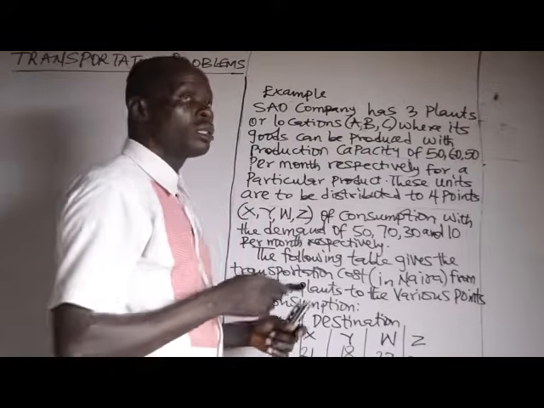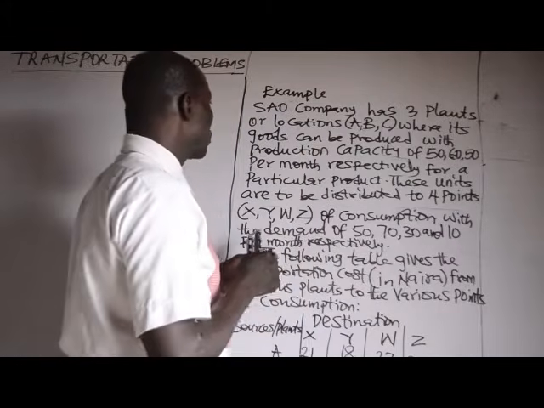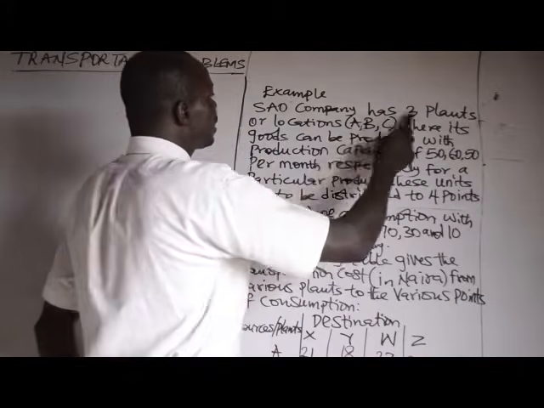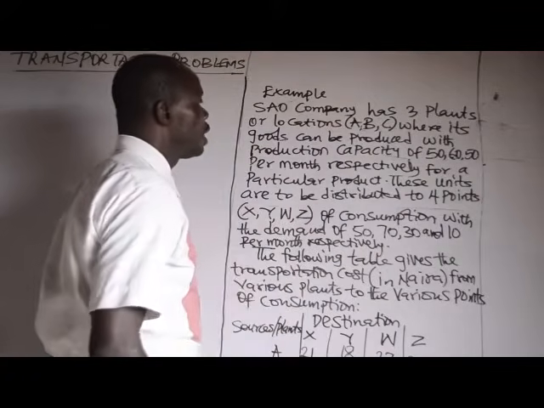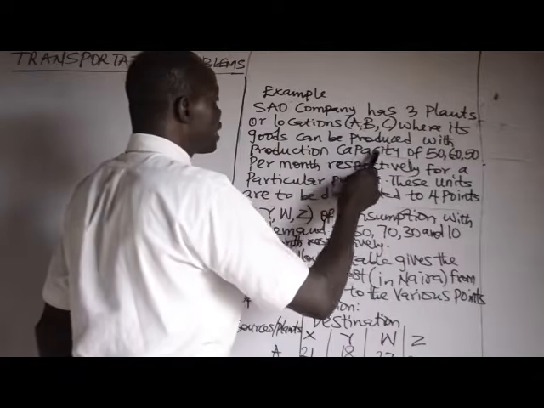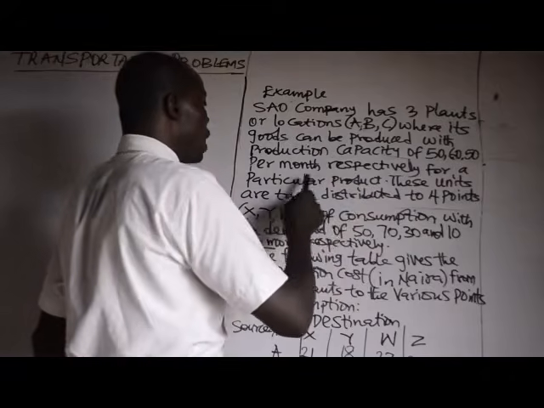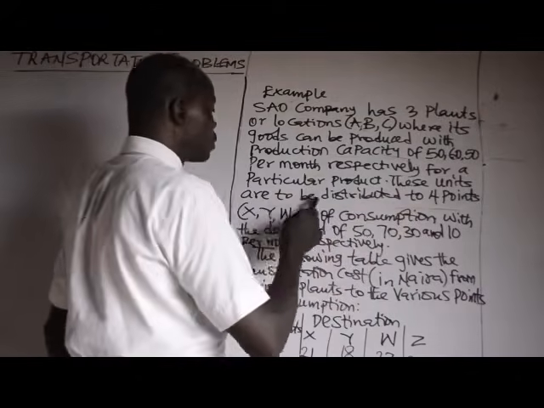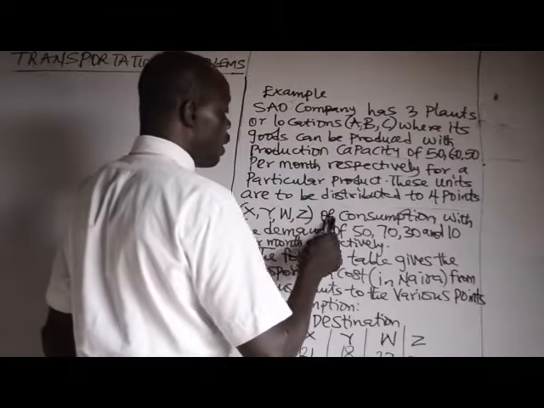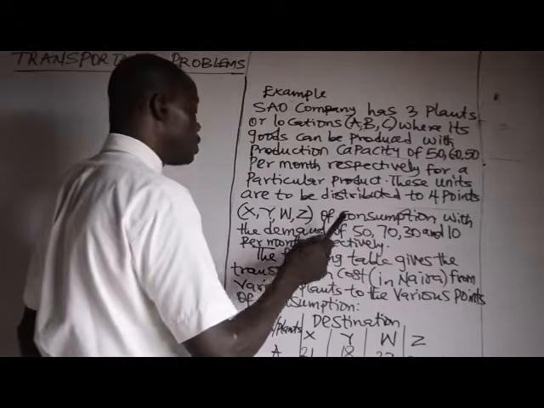This same question has been used as a worked example in my earlier presentation on the northwest corner rule and the least cost method. SAO company has 3 plants or locations A, B, C, where its goods can be produced with production capacity of 50, 60, 50 per month respectively for a particular product. These units are to be distributed to 4 points X, Y, W, Z of consumption with the demand of 50, 70, 30 and 10 per month respectively.